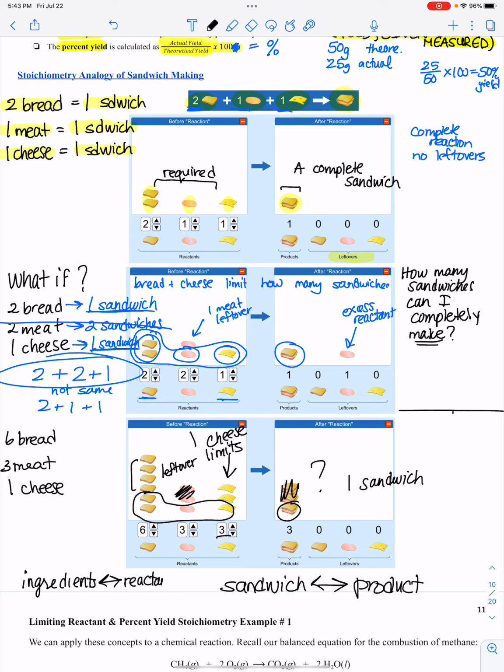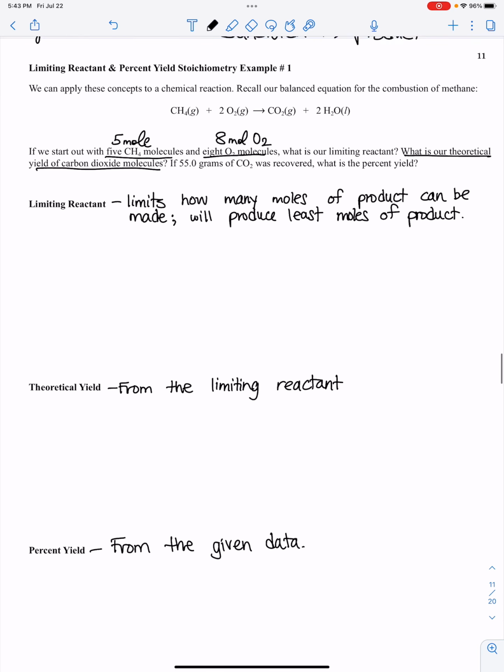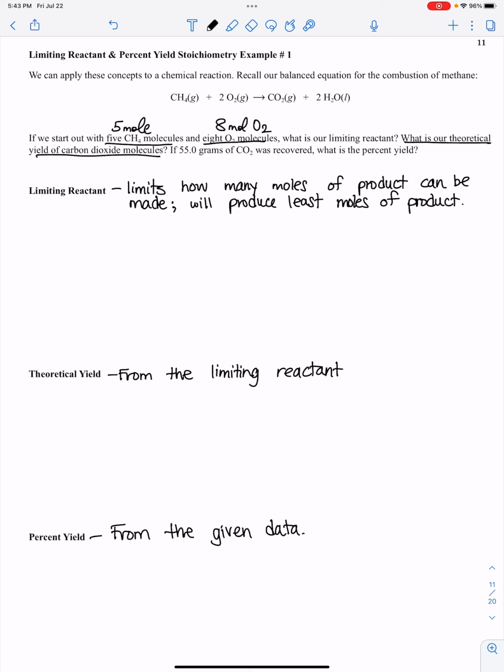So we're going to do an actual chemistry example now with a chemical reaction. And I'm going to have you thinking about this idea of sandwiches and bread slices and cheese. And you're going to tell me which reactant, which ingredient is going to limit how many sandwiches or products I could make. So let's do an actual stoichiometry example, so we can apply these concepts to a chemical reaction.